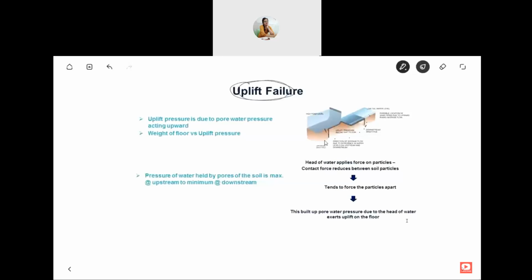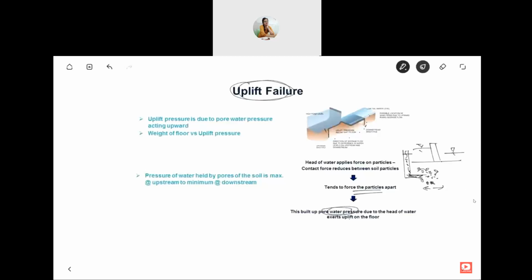So what is this uplift failure? As you can see, there is a head of water on the upstream. This head of water on the upstream, if suppose these are the soil particles, and if you insert a piezometer here, you will find that the water rises up to the head of water. So this head of water applies force on these particles and tends to force the particles apart, that is, break away from each other. So because of which there is a pressure developing. So the water which is inside these pores of soil, pressure develops inside these pores.